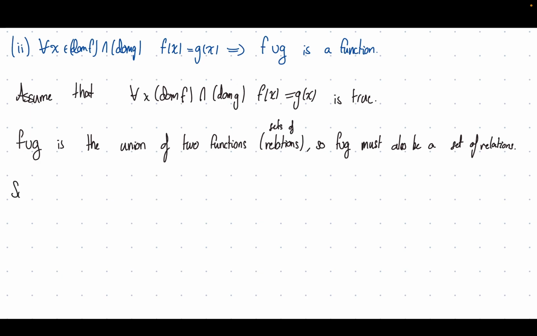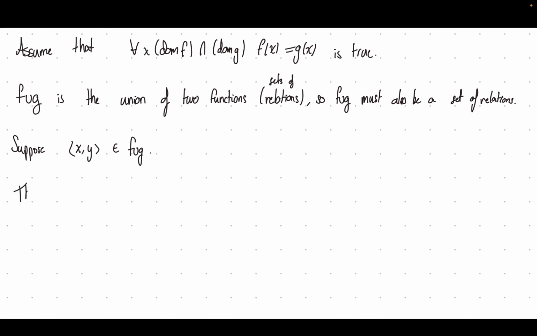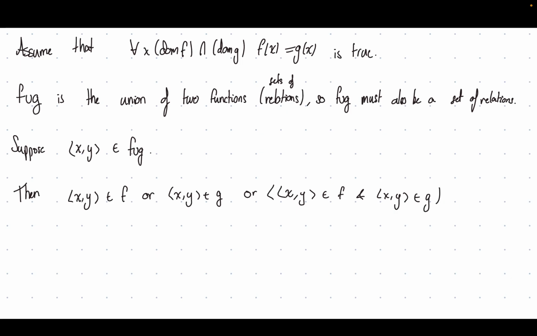So, suppose x comma y is in f union g. Then we know that x comma y is in f minus g, or x comma y is in g minus f, or x comma y is in f and x comma y is in g. Oh, wait, no, wrong type of parenthesis. Okay, so these are the three cases. Now, this has to be like an exclusive OR.